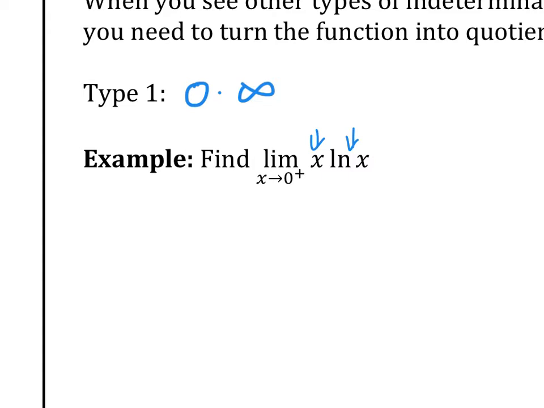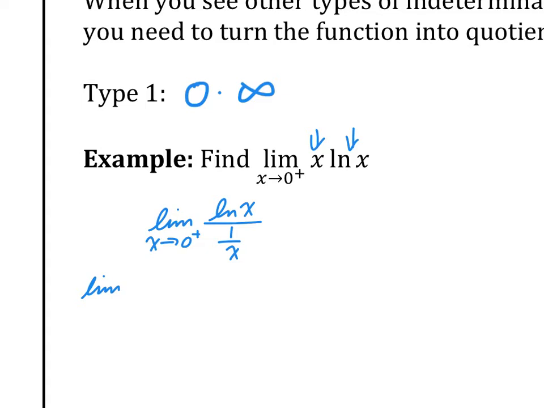So this is going to be the limit as x goes to 0 plus. And what we want to do is make it look like infinity over infinity or 0 over 0. I'm going to make it look like infinity over infinity. So it's going to be natural log x over 1 over x. That way, natural log x goes to infinity when x is 0, and then 1 over x goes to infinity when x is 0.